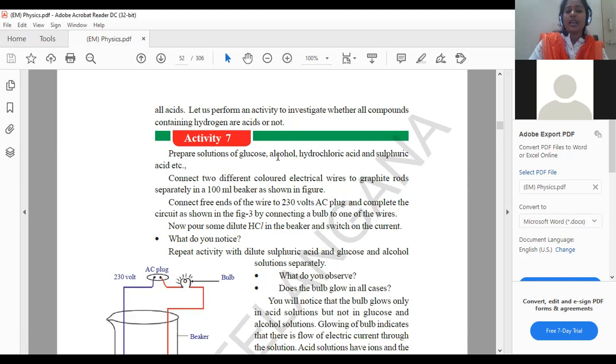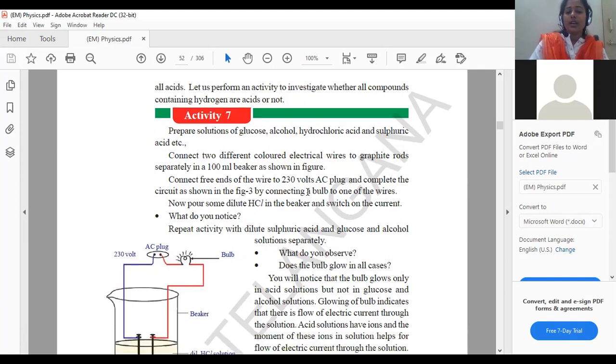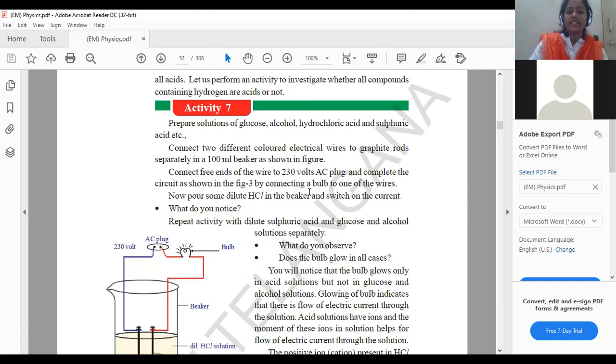Now we are going to perform the activity which distinguishes whether all hydrogen-containing substances are acidic in nature or not. Many compounds will have hydrogen in their structure, but all hydrogen-containing substances may not be considered acids. Even though hydrogens are there, they may not be released. If release is not there, they may not be considered acids.